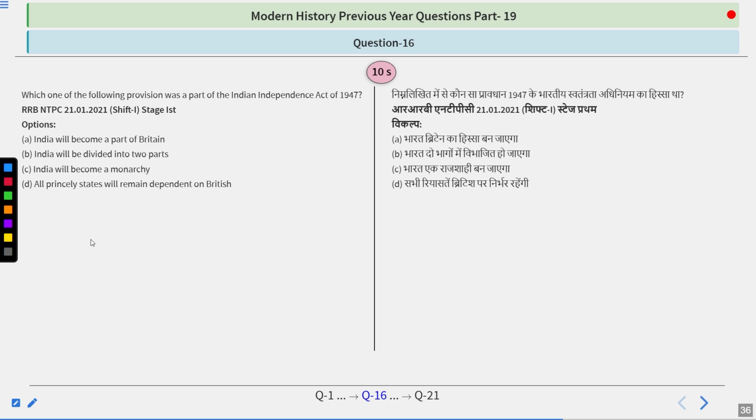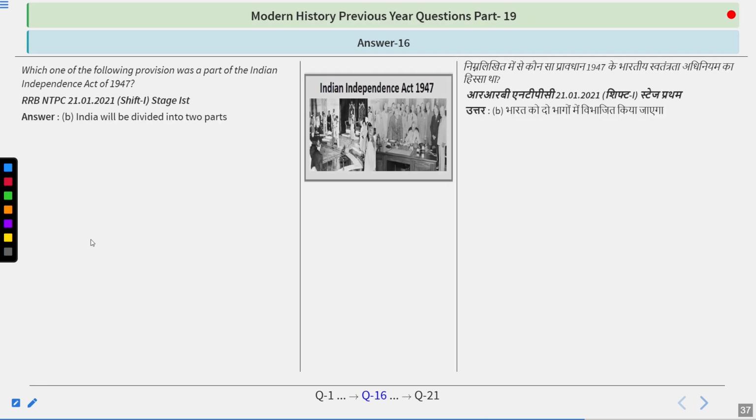Which one of the following provisions was a part of the Indian Independence Act of 1947? Options are: India will become a part of Britain, India will be divided into 2 parts, India will become a monarchy, all princely states will remain dependent on British. Think about it. I guess the answer you are thinking is quite right, because the answer is India will be divided into 2 parts.